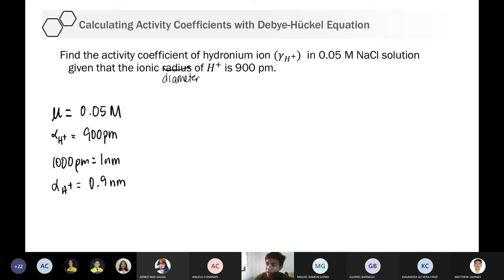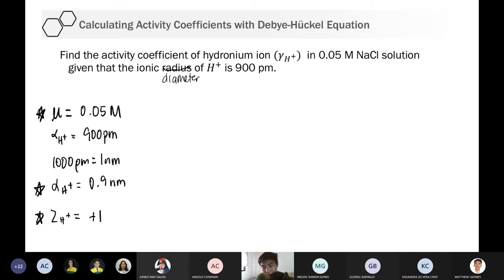What else do we need? The Z of H plus, the charge of the hydronium ion. Why H plus? Because that is what we are looking for. So, what is the charge of H plus? Of course, positive 1. So, now we have the 3 pieces of information necessary to compute for the gamma, the activity coefficient.